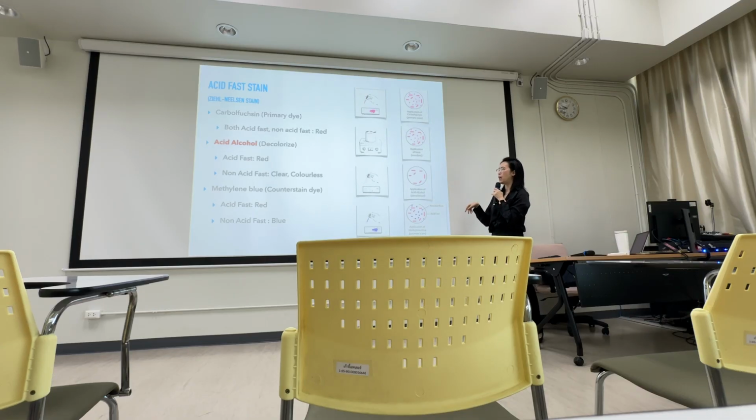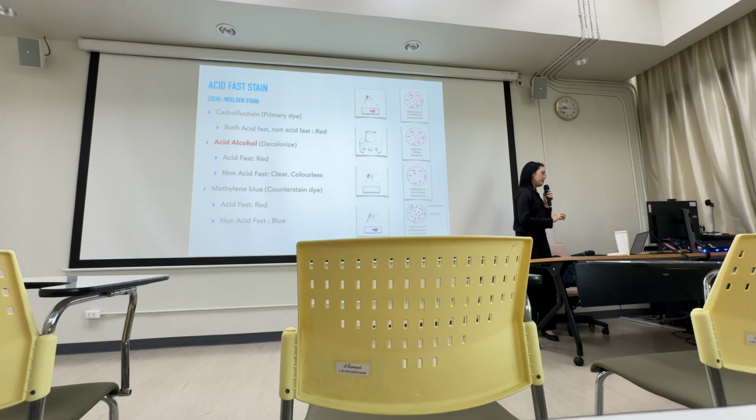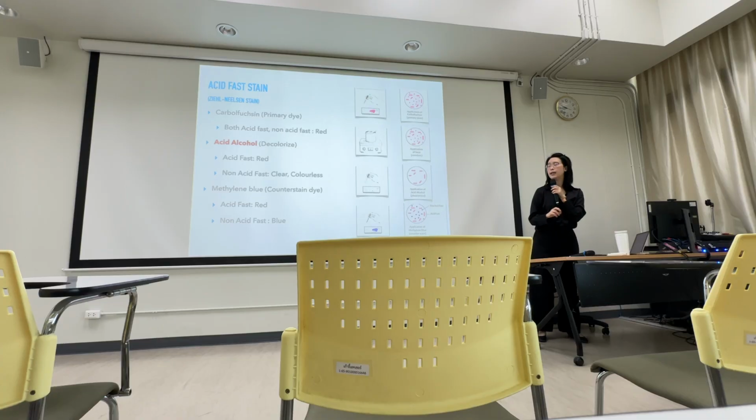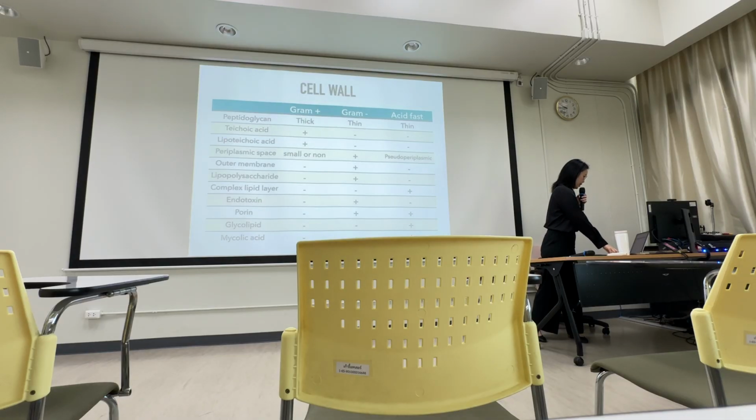So we put on the counterstain, using methylene blue. For the non-acid-fast bacteria, the methylene blue will attach to the cell wall, and then we can observe them as purple or dark blue. Here we use this to identify the sputum of people who are infected by Mycobacterium tuberculosis. And here is the comparison table.